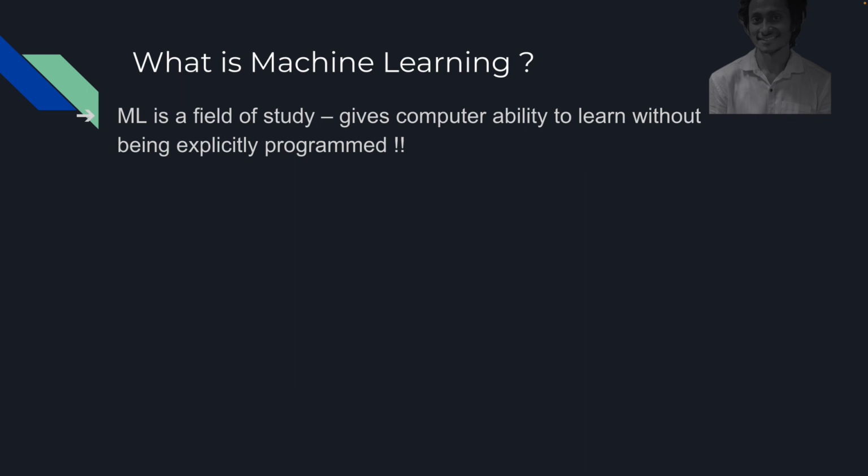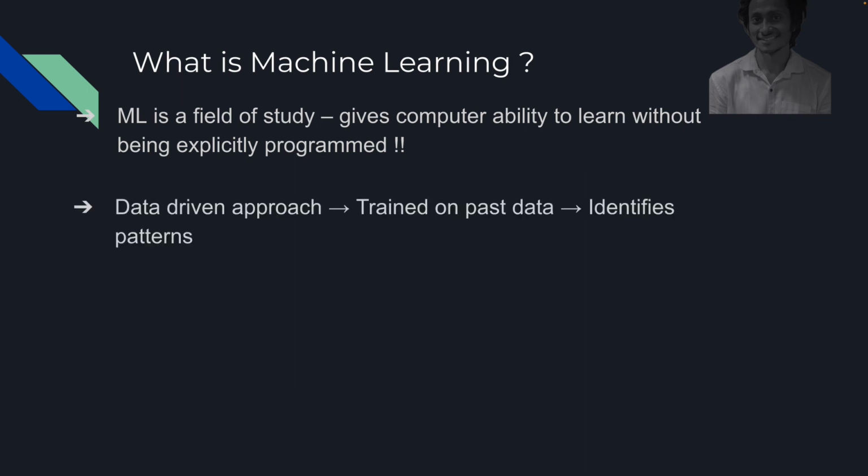But a few more points about machine learning are, it is completely data driven approach. That is, a machine learning model would look at lots of past data and it will learn some patterns present in the past data. The model would be trained on the past data, and in that process it will identify certain patterns, and using that patterns it would predict the future as much accurately as possible.